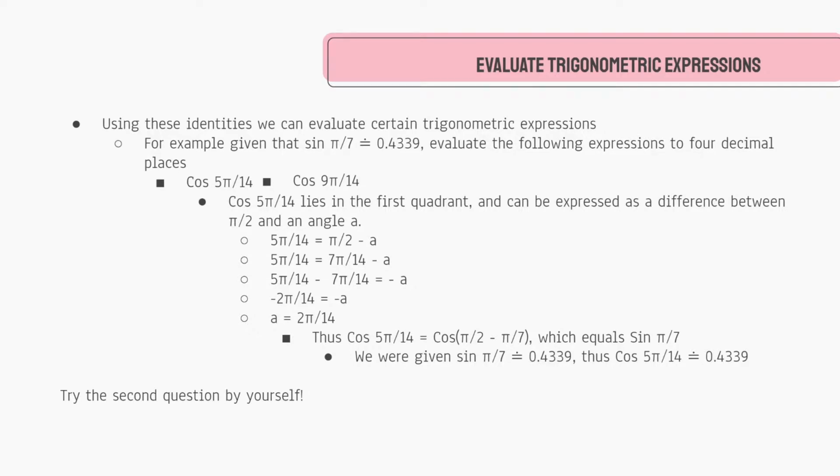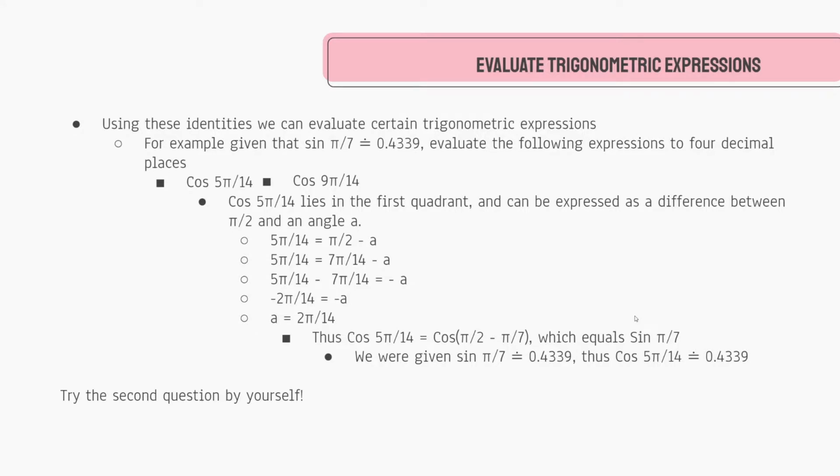So now what we found is that cos 5 pi over 14 is equal to cos of pi over 2 minus pi over 7, which, using our identities, is equal to sine of pi over 7. Because again, this was our x value, and we said that this is sine of x. Therefore, we found our value. We were given what sine pi over 7 equals, hence cos 5 pi over 14 gives us the exact same value.